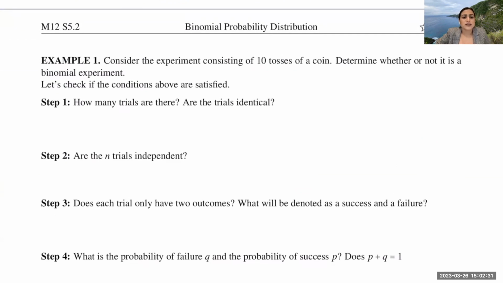Example 1 says, consider the experiment consisting of 10 tosses of a coin. Determine whether or not it is a binomial experiment. Let's check if the conditions above are satisfied. Remember, there's 4 different conditions. Step 1, how many trials are there? Is it a fixed number of trials? And so, yes, we do have a fixed number of trials. There are a total of 10 trials, which are tosses in this case. And again, we're just tossing the coin. So it is an n, so they are identical.